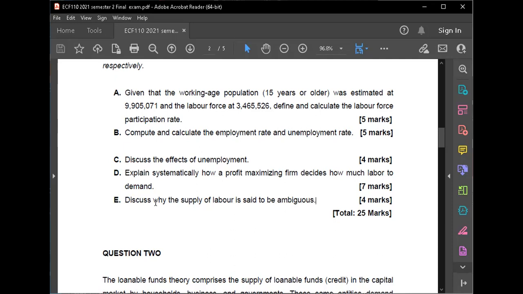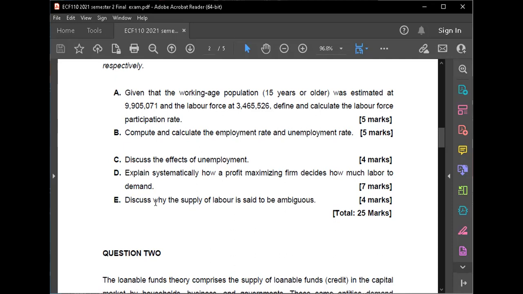So the government can start spending more money on unemployment benefits, giving money to people that are not employed. So G is increasing, and it can lead to a deficit. All right. So this one is a very much open discussion.